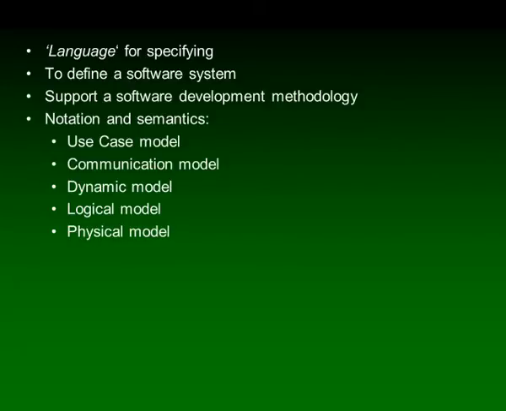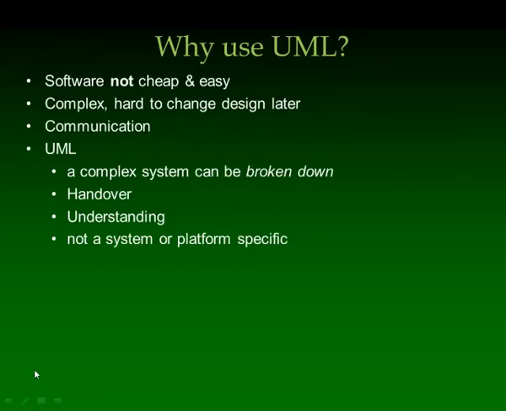Okay, so the UML may be used in a variety of ways to support a software development methodology, like if you're using the Rational Unified Process, for example. But in itself it does not specify what methodology or process you're supposed to use. UML defines the notation and semantics for different models: the use case model, the communications model, which is for interaction, the dynamic model, which is for the states, the logical model, which has class, and the physical model, which has components and deployment. So all these things are put in UML.